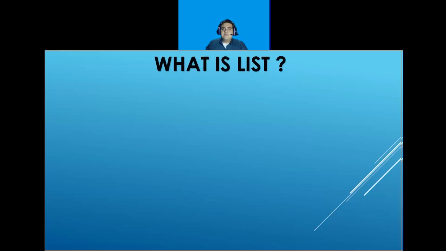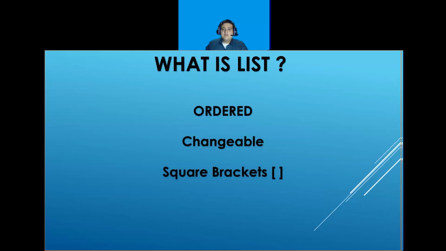What is a list in Python? A list in Python is a collection of items which is ordered and changeable. A list is denoted by square brackets in Python.